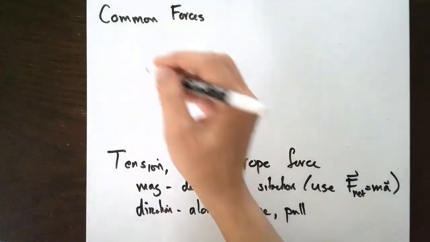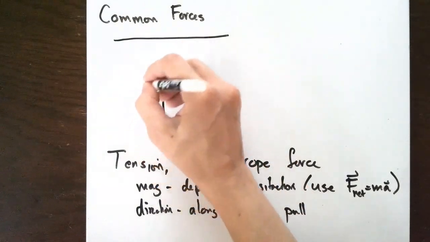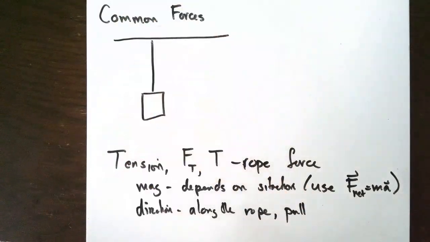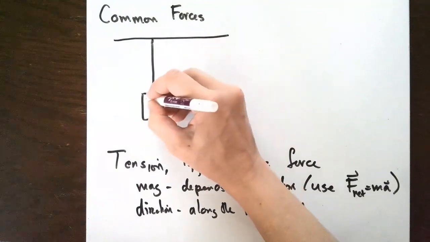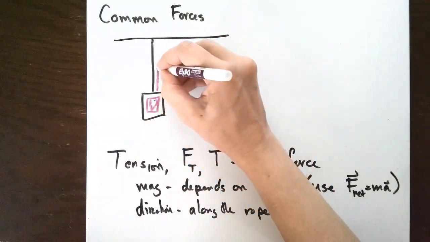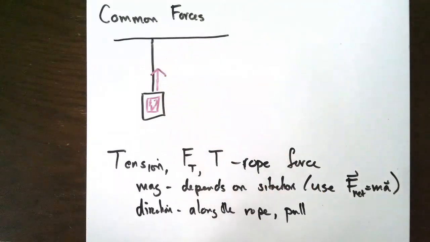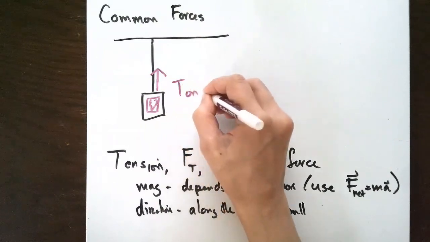Let's talk a little bit more about tension. So say you've got something hanging from the roof like this, a little string. Then the tension on whatever this object is, maybe it's a little picture in a picture frame, will be pointing up along the rope like this. So this will be T on picture.